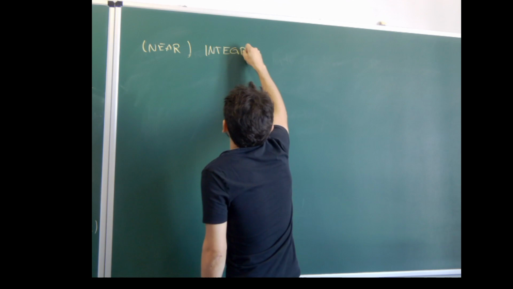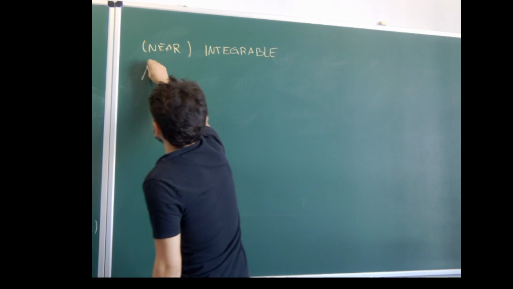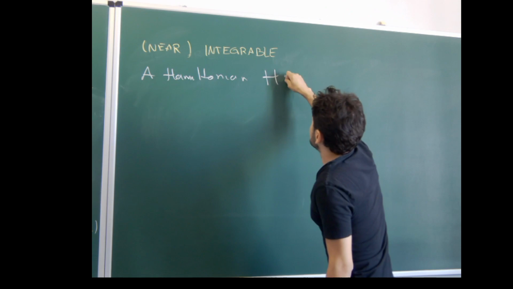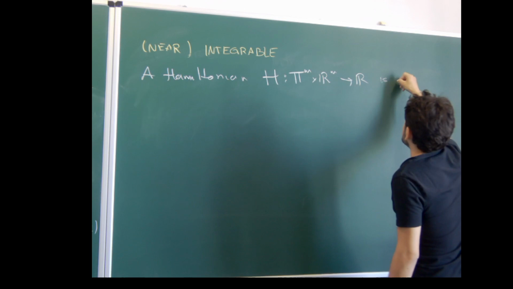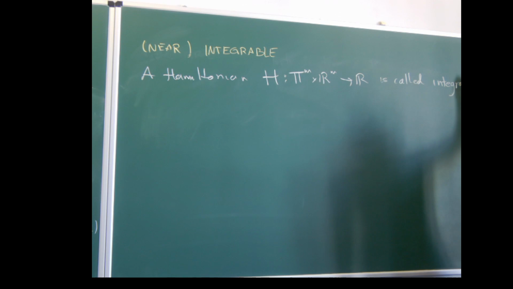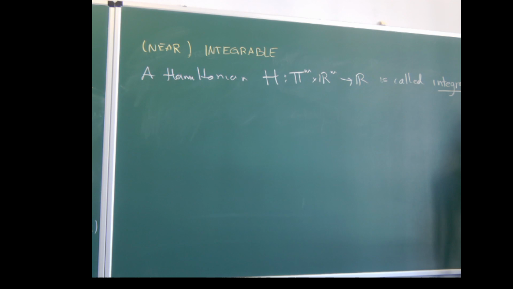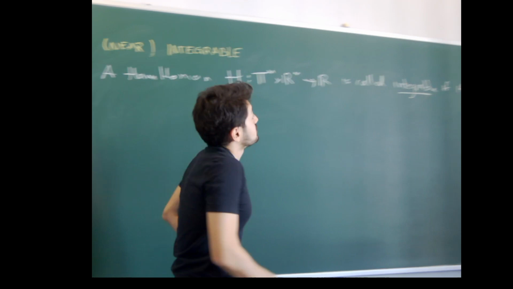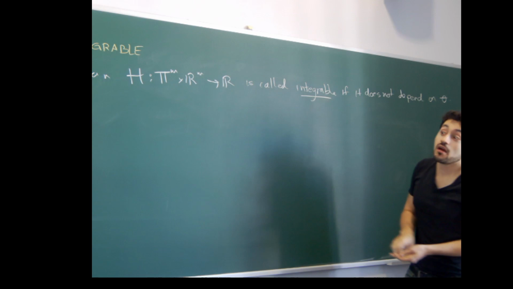So what is an integrable Hamiltonian? A Hamiltonian H here is called integrable if it does not depend on theta. Okay, so there's a general definition of integrable. For me, it will be just this. And so it's a big restriction. I'm just assuming that my Hamiltonian doesn't depend at all on half of the variables. And because of that, this system reduces greatly.